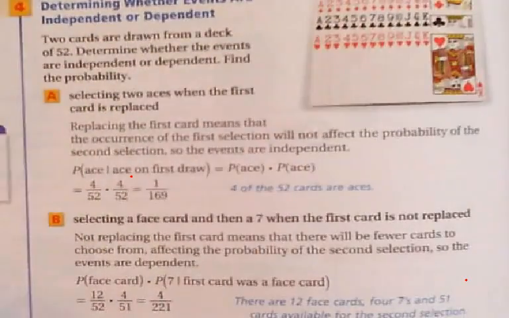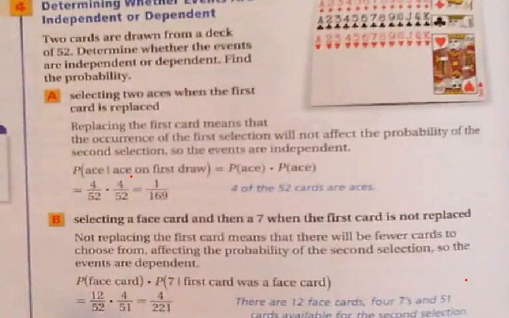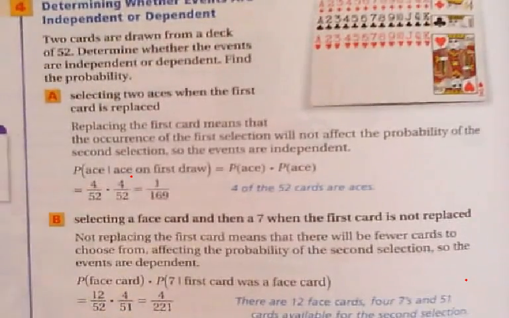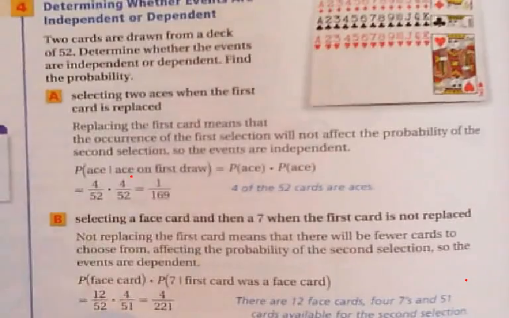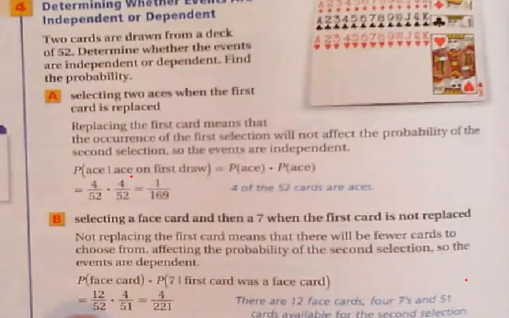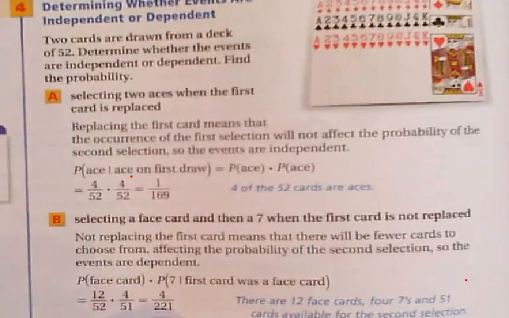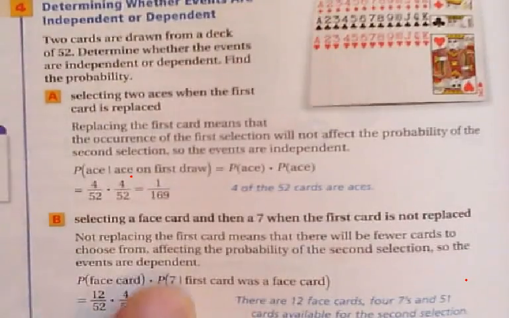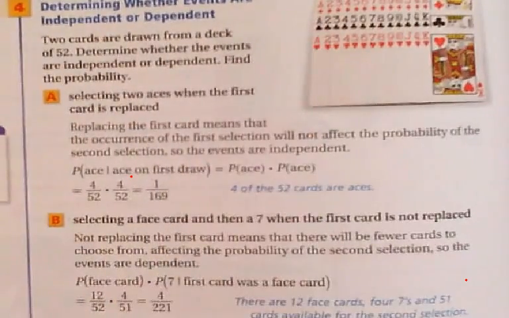But if you hold on to that and you say, now what's the probability that I pick a 7? It changed because now this is 51 cards to choose from. And 4 out of 51 is the probability that changed. So that's this probability, right? So that's what we're shooting for. This one's dependent, this one's independent, right?